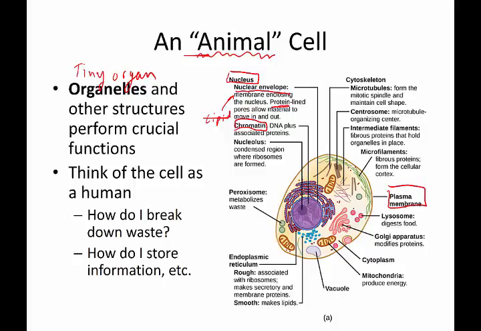Within the nucleus itself, there's usually a darker dot or darker region. This is called the nucleolus. This is a site of ribosome formation. This is actually where a lot of the ribosome is constructed. Moving outward from the nucleus, we have the endoplasmic reticulum, sometimes abbreviated the ER.